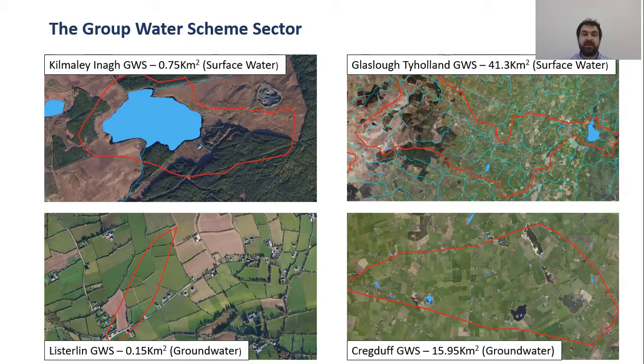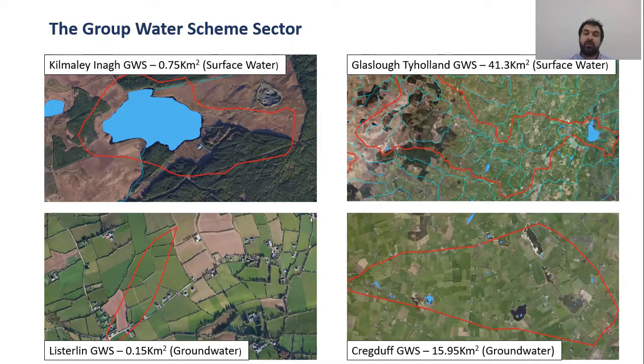Now, if we look at the examples on screen, we will see that the catchment and ZOC types and sizes within the sector is quite variable. For example, the Kilmany-Ina Group Water Scheme in County Clare is an example of a small surface water catchment with limited inflow and located in an upland peat area, whilst the Glaslotte-Holland Group Water Scheme in County Monaghan offers sharp contrast in terms of both catchment size and pressures, being that there is both urban and rural pressures impacting upon Emmy Lough, which is the source of that particular group water scheme.